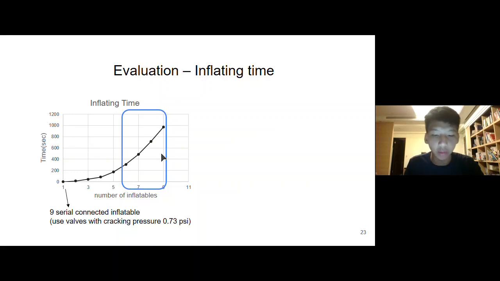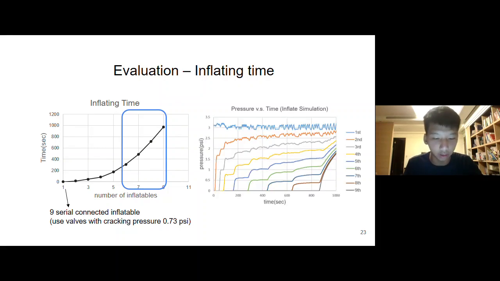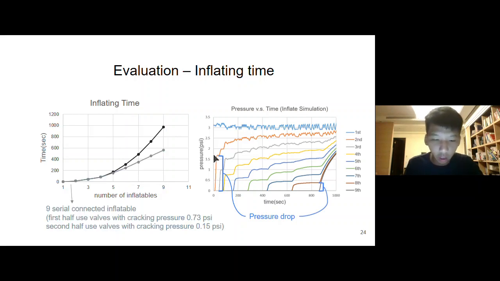With this experiment result, we used the above equation to simulate the inflating process. We found that the last half needs more time to be inflated. So we changed the last half of the valves to ones with smaller cracking pressure to accelerate the inflation. Finally, we conducted an experiment to verify the simulation result, which matches our expectation.